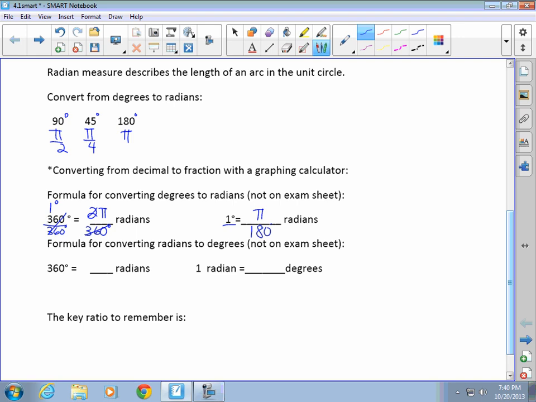So if I want to go the other direction, if I want to convert from radians to degrees, so 360 degrees again, I know is 2 pi radians. If I want to end up with 1 radian, that means I have to get rid of that 2 pi. So I have to divide both sides out by 2 pi. This will cancel and leave me with my 1 radian. This will cancel again, but my 2 and my 360 are going to cancel, so I'm left with 180 over pi. So 1 radian is the equivalent of 180 over pi.